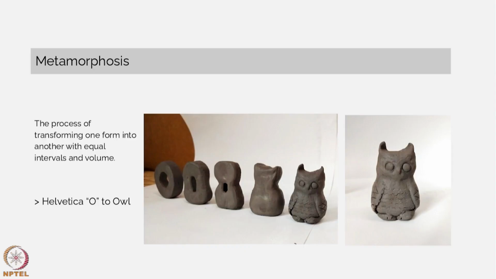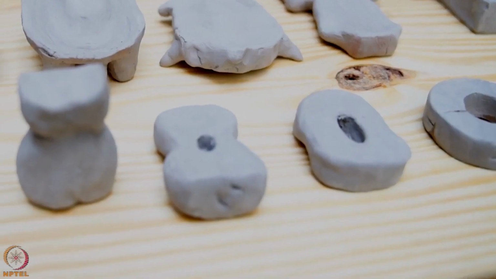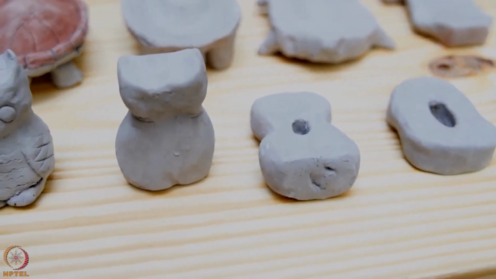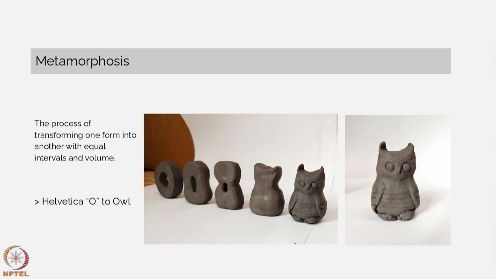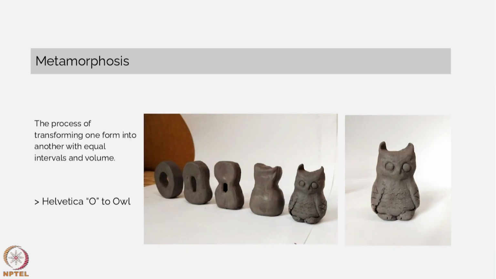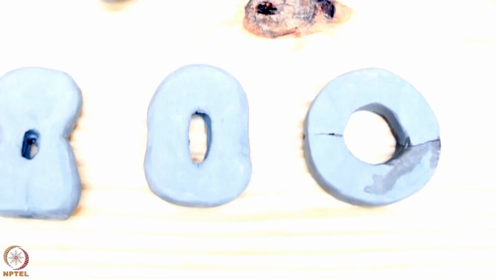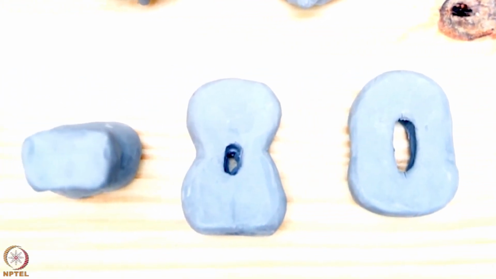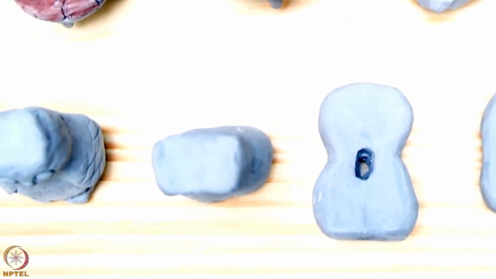So metamorphosis is just transforming one form into another. Something important which we learned about it was keeping the same amount of interval between each, and following the same volume around every 5 models. So here I took a Helvetica O as a letter and changed it to a form of owl.